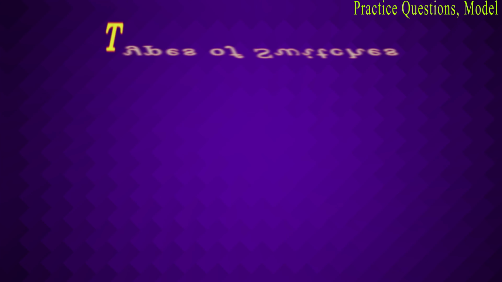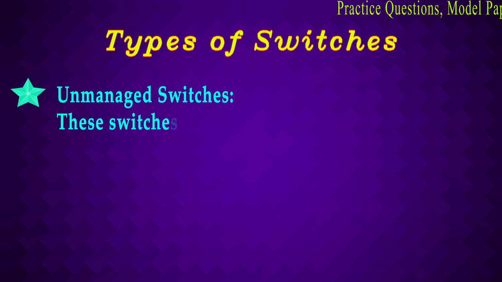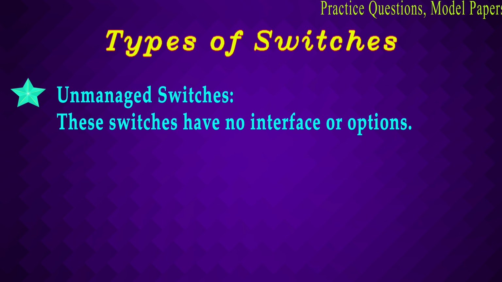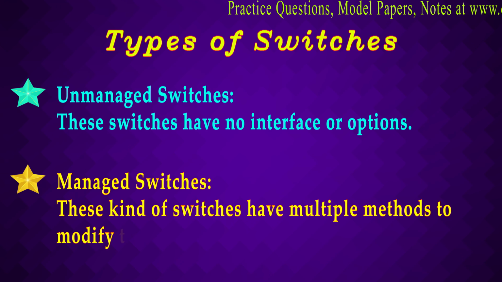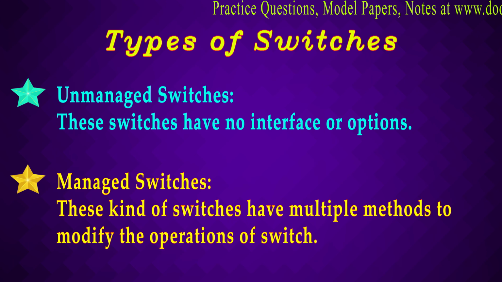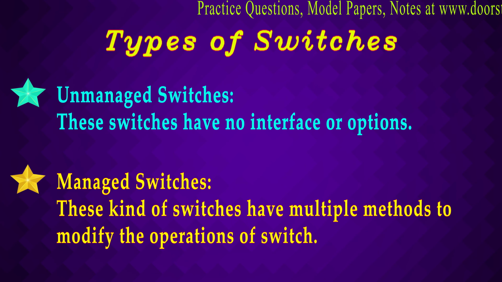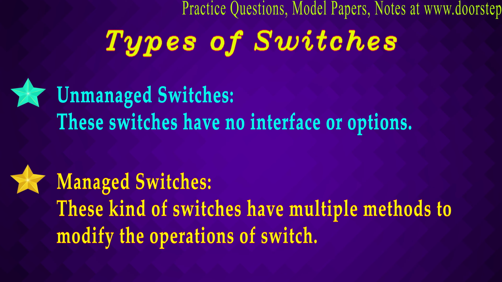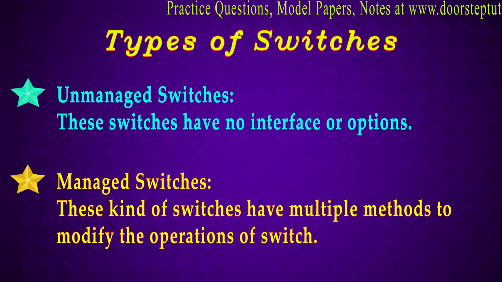The first one is unmanaged switches. Unmanaged, as the name represents, means that we do not have any kind of interface or options so that we can configure it according to the requirement. So next is managed. As the name suggests, managed means that we can easily modify the operation of the switch as per requirement.